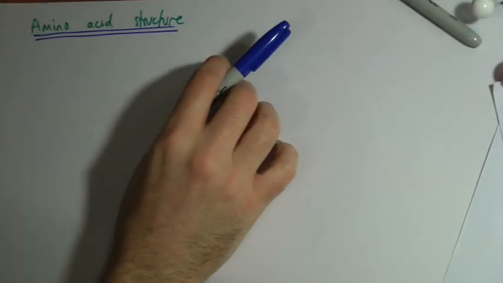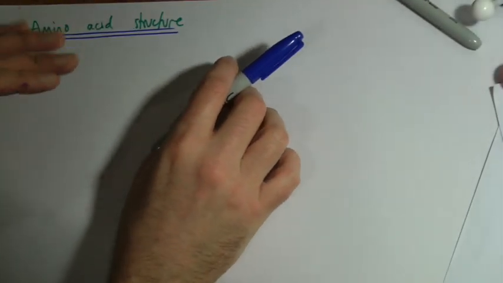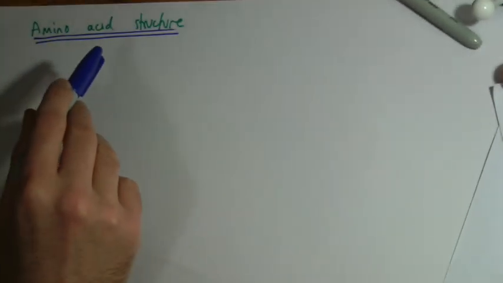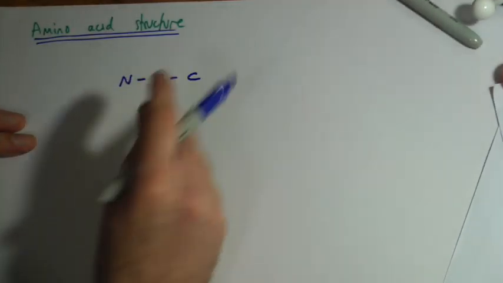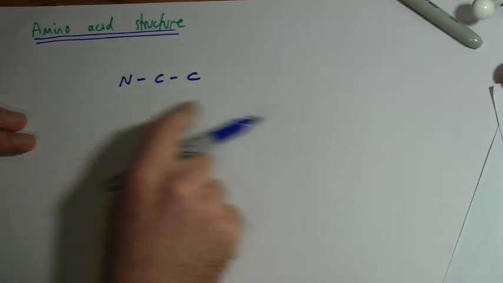So the final one on these little videos about structure of some of the chemicals in biochemistry is going to look at amino acids, and I'm just going to address a little bit of a confusing topic first of all. So the basic structure of an amino acid is this. Nitrogen, carbon, carbon, that's the backbone if you like.